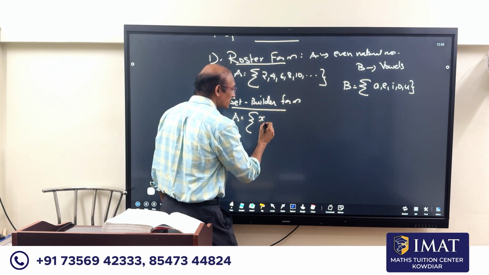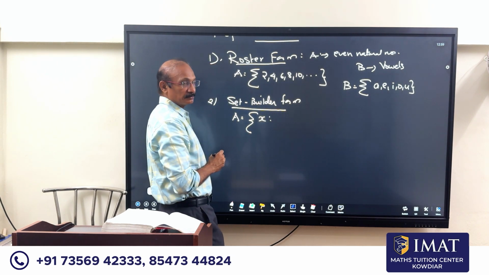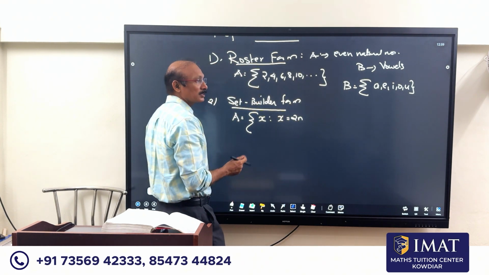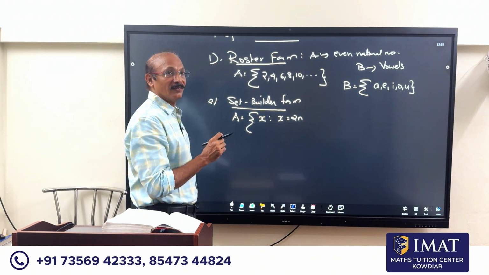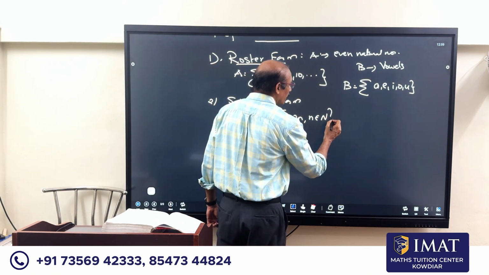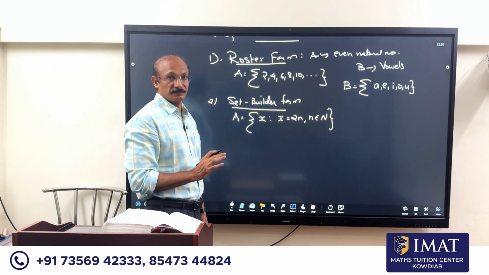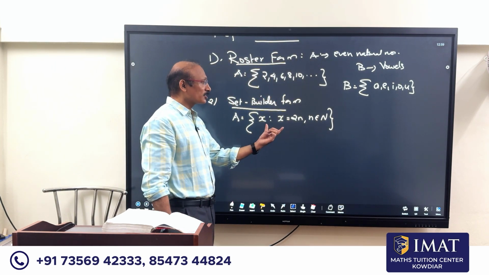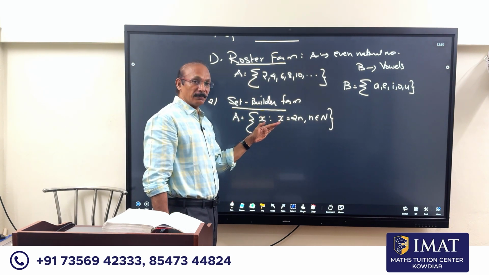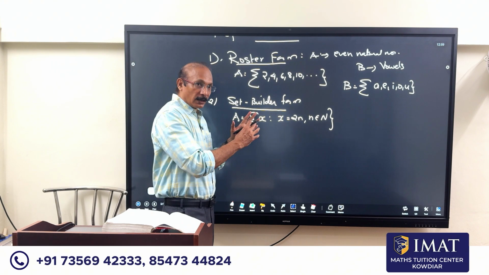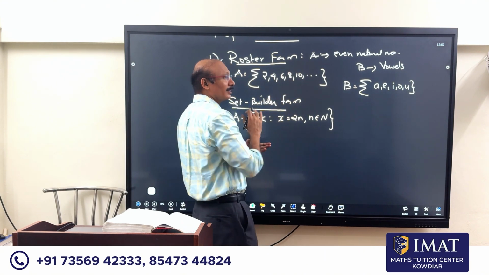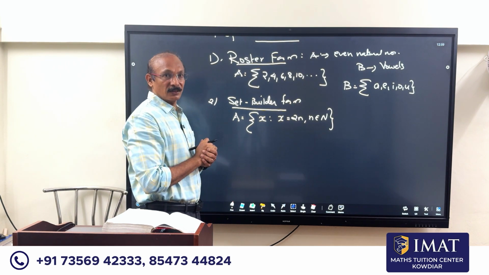You say this set contains element x such that x is equal to 2n. 2n is a general format for even numbers. And let me say what n is. n belongs to capital N. You know capital N stands for natural numbers. This representation is called the set builder form. Now what is set builder form? You don't list the elements of the set, whereas you write the property of that set. So if you know the property, you can generate the elements of the set. That's all. Do you understand?